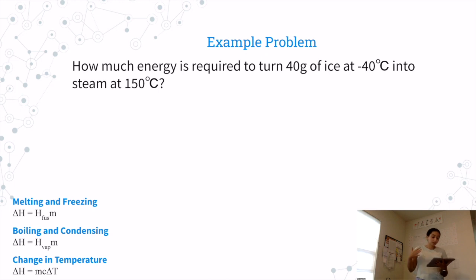How much energy is required to turn 40 grams of ice at negative 40 degrees Celsius into steam at 150 degrees Celsius? The reason why this is an extra special fun problem is because we're going to go through multiple phase changes and multiple changes in temperature. I have our equations down here on the left. What I do not have is the heats of fusion, heats of vaporization, and the specific heat capacities that we're going to be using. So if you have an equation sheet with those constants on it, I would get that out.